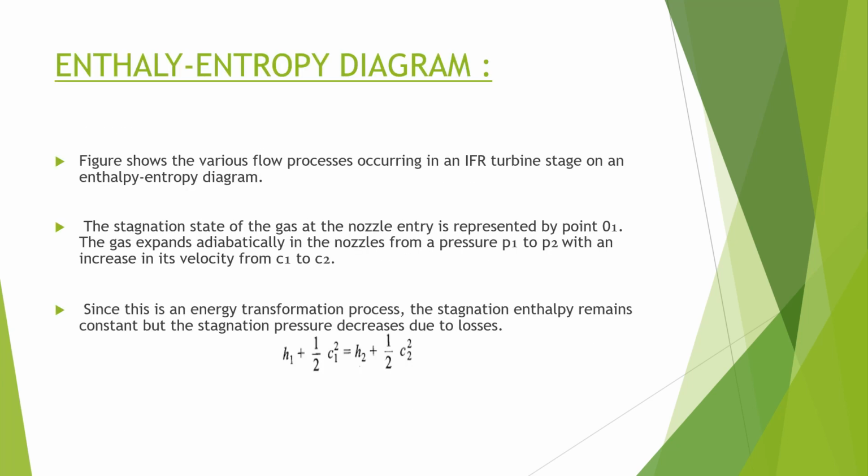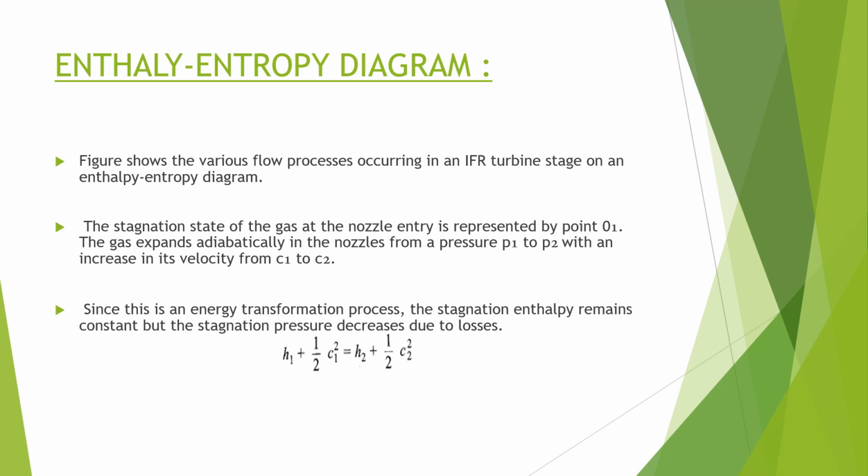The next topic is the enthalpy entropy diagram. The figure shows the various flow processes that occur in the IFR turbine stage on an enthalpy entropy diagram. The stagnation state of the gas at the nozzle entry is represented by point 01.